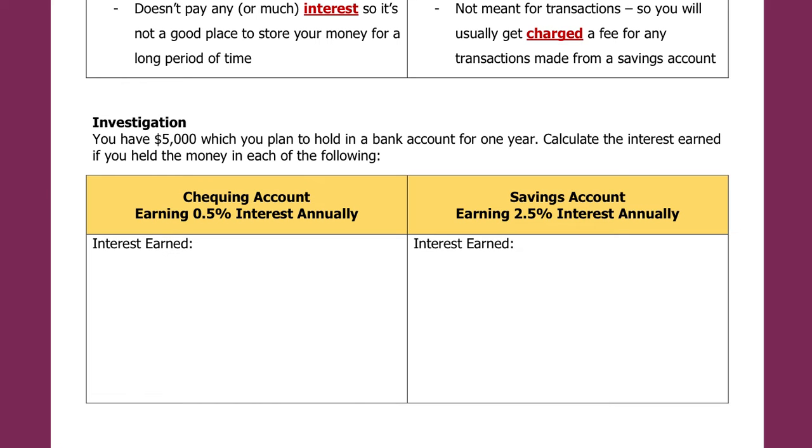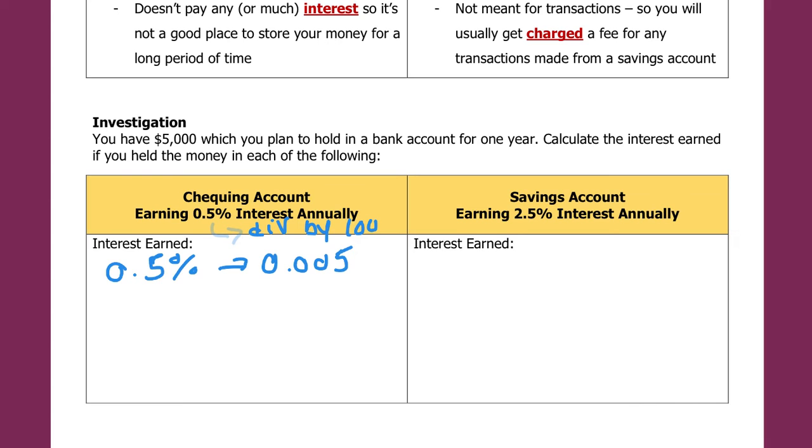The first thing that we're going to want to do is change our percent into a decimal. We do that by dividing by 100, or by moving the decimal place 2 places to the left. So when we do that, our 0.5% becomes 0.005. So we've got a very, very small decimal number there.